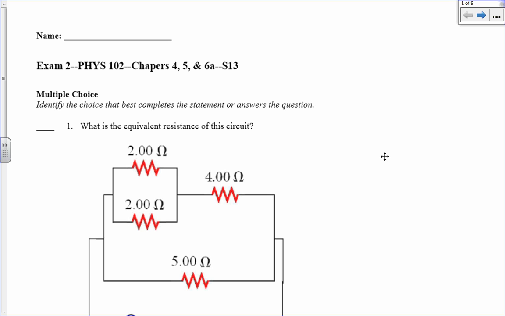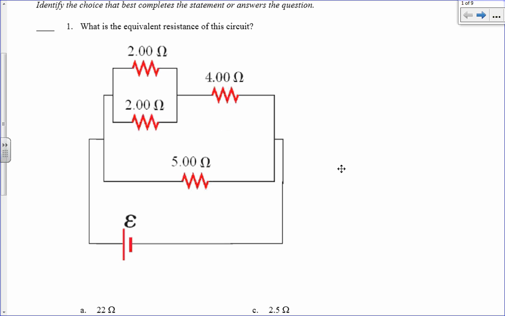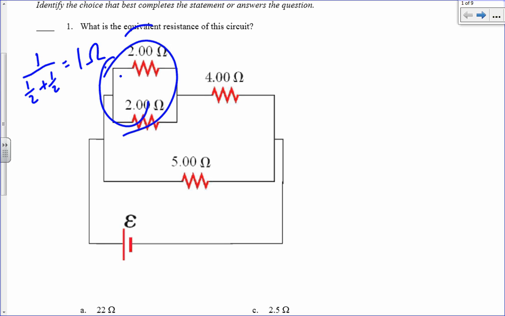This is exam 2, Physics 102, spring 2013. What is the equivalent resistance of this circuit? Start with this part of the circuit. That's 1 over (1/2 plus 1/2), and that's equal to 1 ohm.